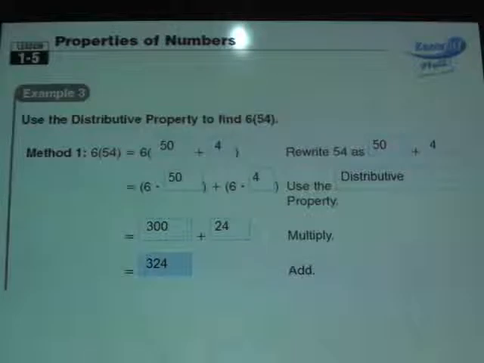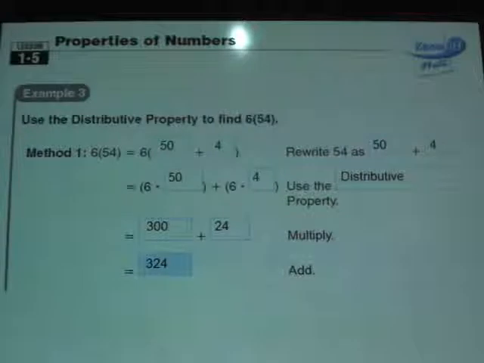Now they're asking us to use the distributive property to find 6 times 54. Now it's not that we couldn't do 6 times 54 by writing it out or with mental math. We could do 6 times 54 on a calculator, but there's an easier way to do 6 times 54, which is really what this section is all about.